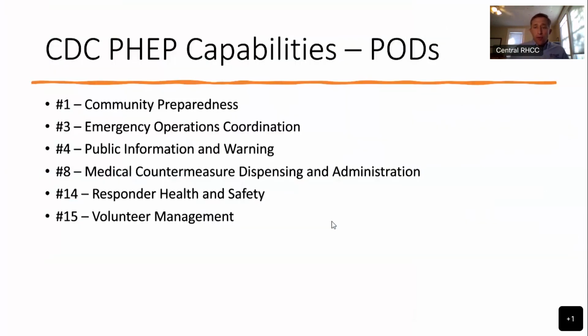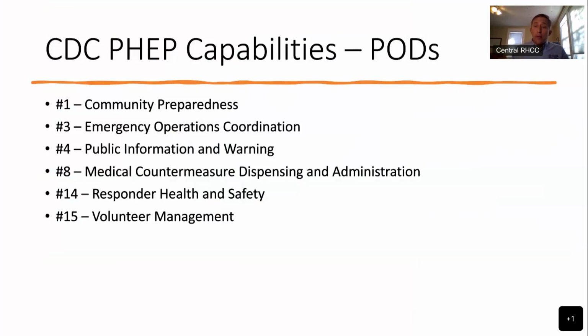So as I mentioned before, the PHEP Cooperative Agreement has 15 core capabilities that were determined by CDC, and a number of them apply directly to the operation of points of dispensing and vaccination, or PODs. So I've listed a few of them here, and I'll briefly explain each one. The first is community preparedness, and that goes back to that concept of whole community. With public health being the lead agency for health emergencies, it really involves the whole community.